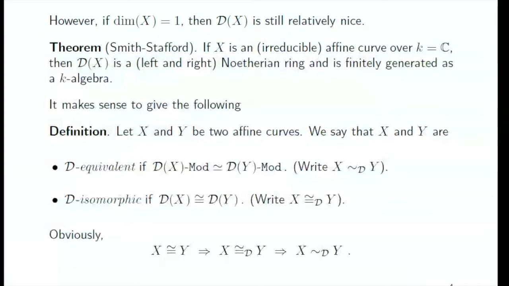So one thing you should note is that D-equivalence is a very natural property. If you know a little bit of non-commutative algebra, this is a crucial distinction between commutative and non-commutative algebras: the categories of modules over non-commutative algebras may be equivalent even if the algebras are not isomorphic, which is impossible in the commutative case. So when we pass from O_X to D_X, it is natural to introduce two notions of equivalence. One is differential equivalence, and the other is differential isomorphism. Of course, by the very definition, it is obvious that we have implications. If curves are isomorphic, they're certainly differentially isomorphic, and they're certainly differentially equivalent.